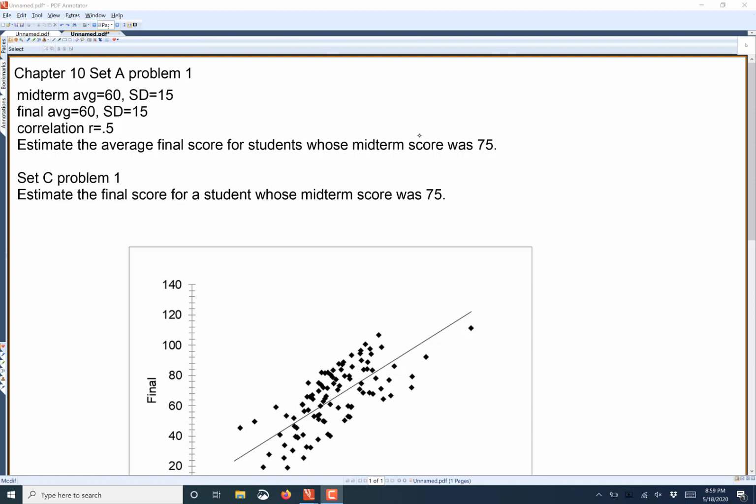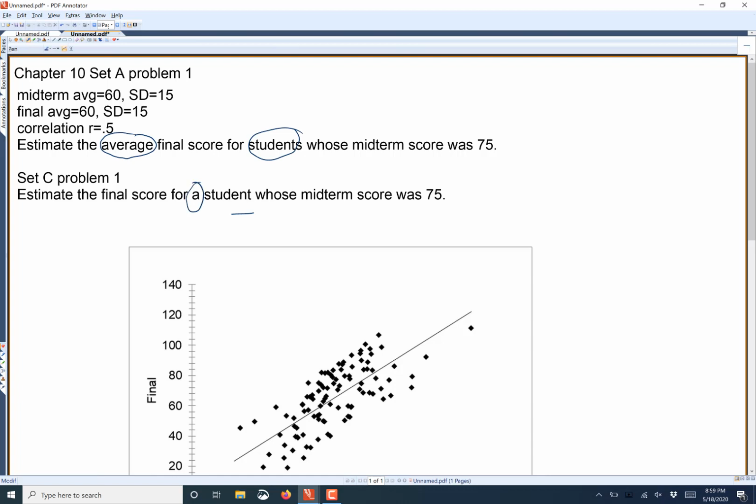But then when you get to set C, problem 1, it says estimate the final score for a student whose midterm score was 75. And it seems like it's the exact same problem. So what is the difference? Now, this is actually a really important thing for you to know. Notice when you read it, this one says estimate the average final score for students. And the next part says estimate the final score for a student.